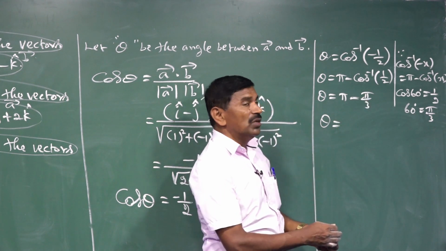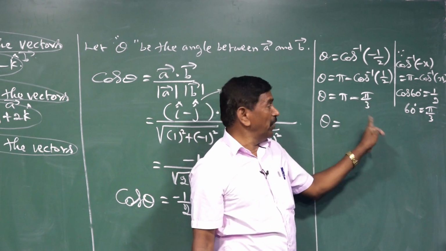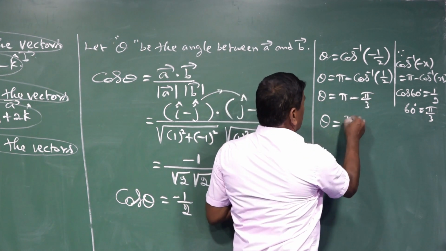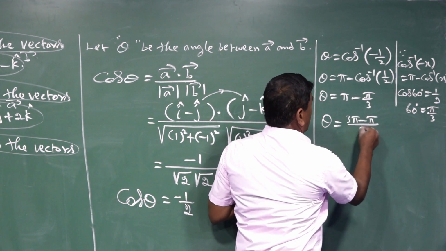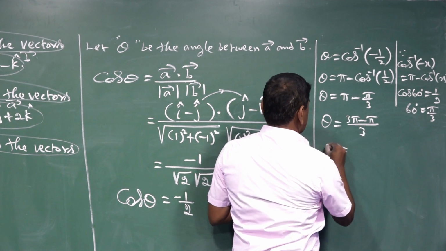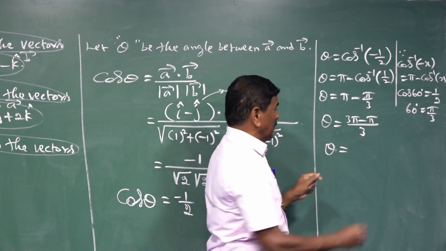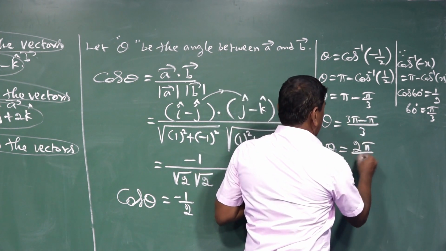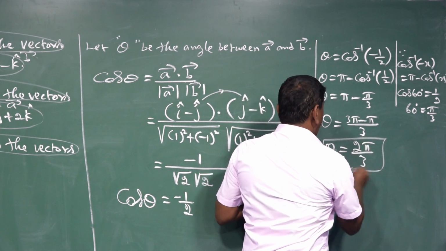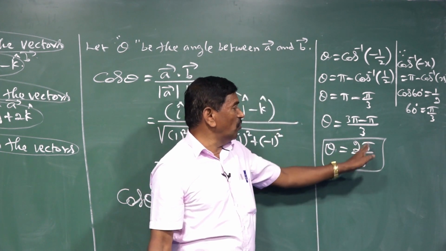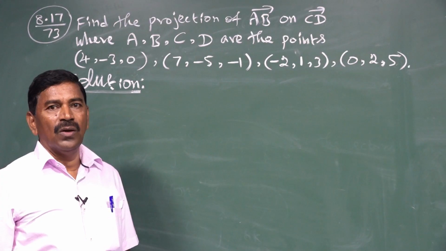Okay, now cross multiply. Very good. 3 pi minus pi is equal to 2 pi. So 3 pi minus pi, fully divided by 3, which is equal to 2 pi by 3. So theta is equal to 2 pi by 3, the required answer. Therefore, the angle between vector A and vector B is theta equal to 2 pi by 3. So hence the answer. Okay, listen.